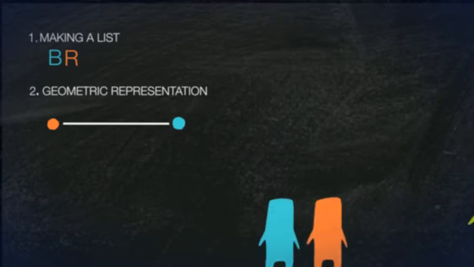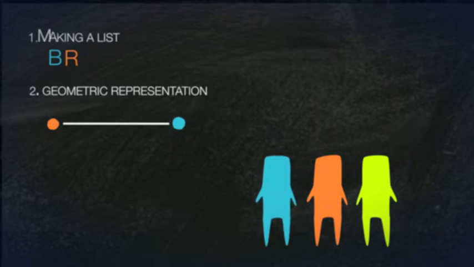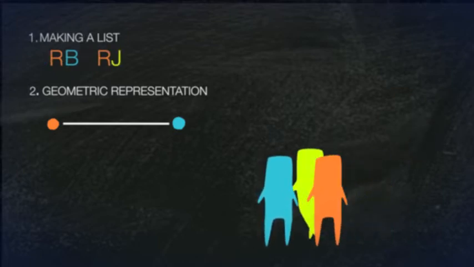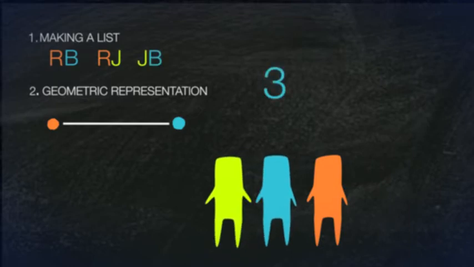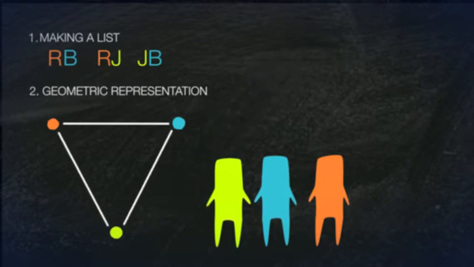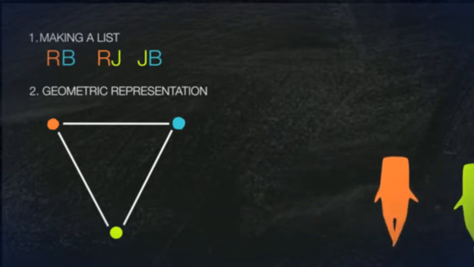Now let's add a third person to the room, John. Modality 1. If we make a list, we have RB, RJ, and JB, 3 handshakes for 3 people. Modality 2. By adding a person, our line becomes a shape, a triangle. The 3 lines joining R, B, and J show the 3 handshakes.